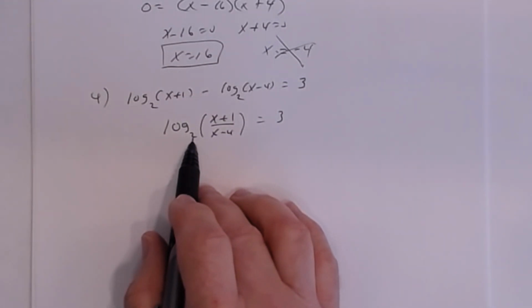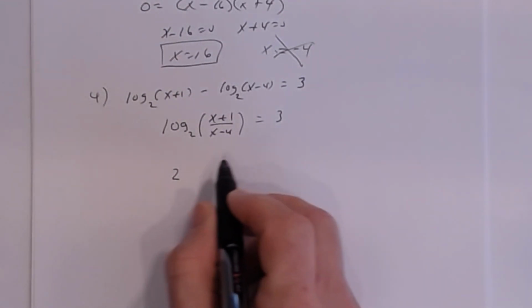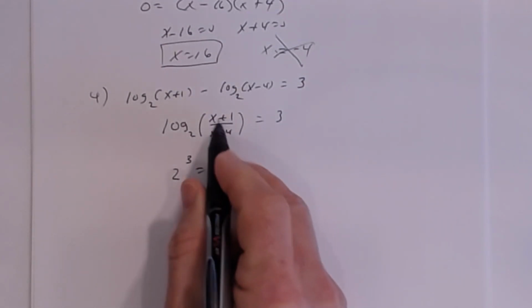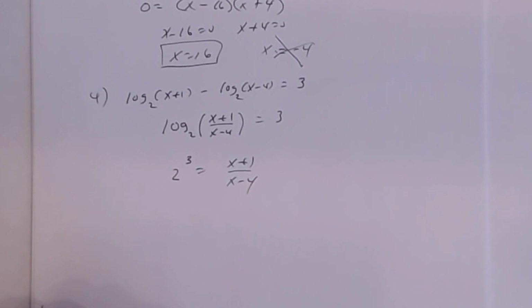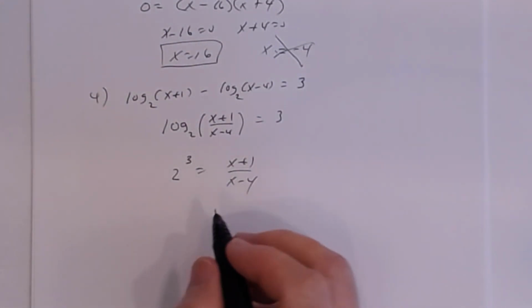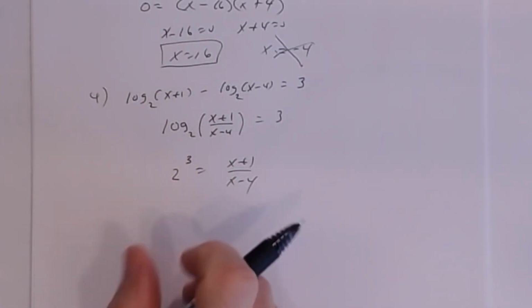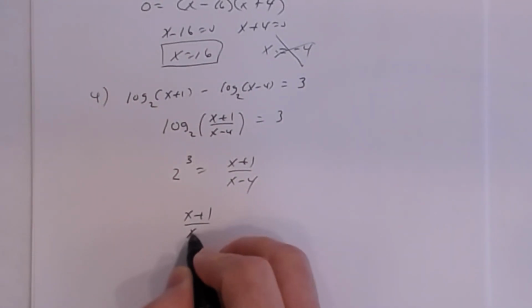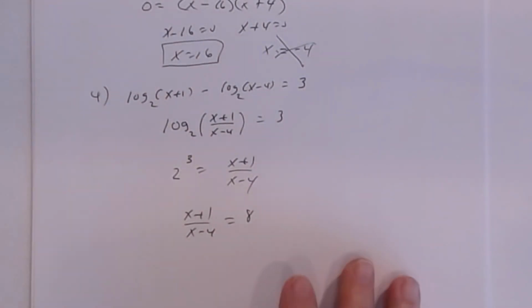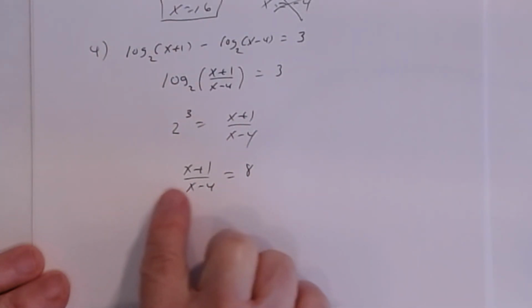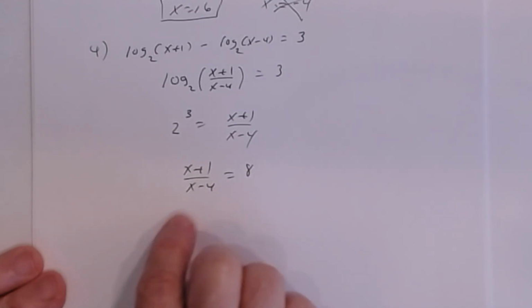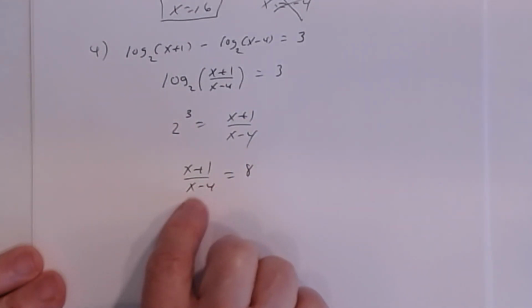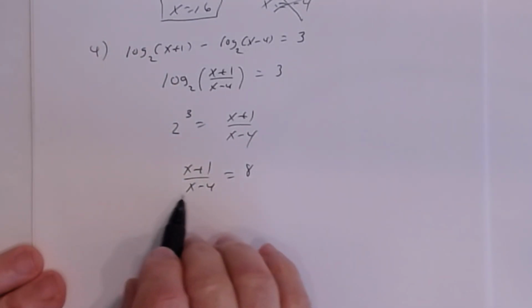2, always put your base first. 2 is your base raised to this power equals the argument x plus 1 divided by x minus 4. And 2 to the third power is 8, so I'm going to transpose the sides, so I get x plus 1 divided by x minus 4 equals 8. And then all you've got to do is solve this rational equation. You had one of your tests on test number 4. Now test number 4, the rational equation was harder than this one. This is a lot easier than the one that was on test number 4. So you can clear the fractions.